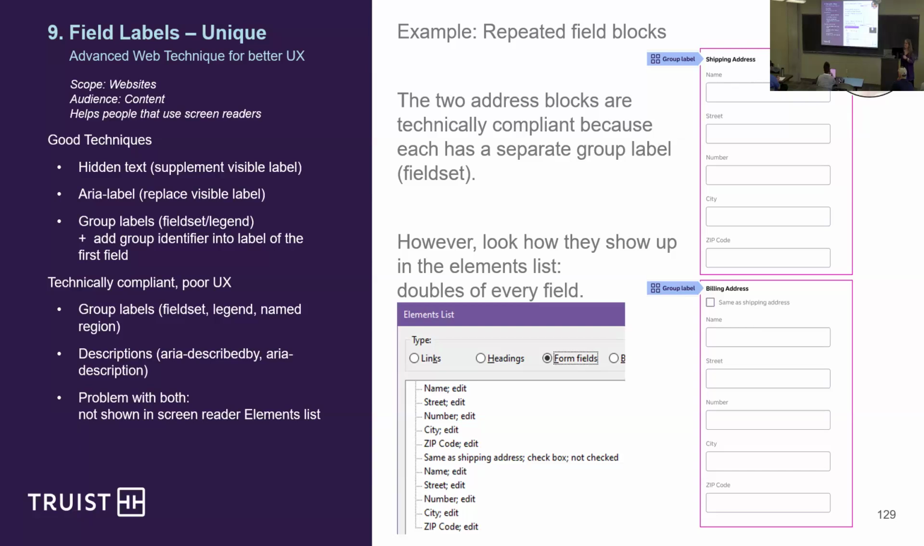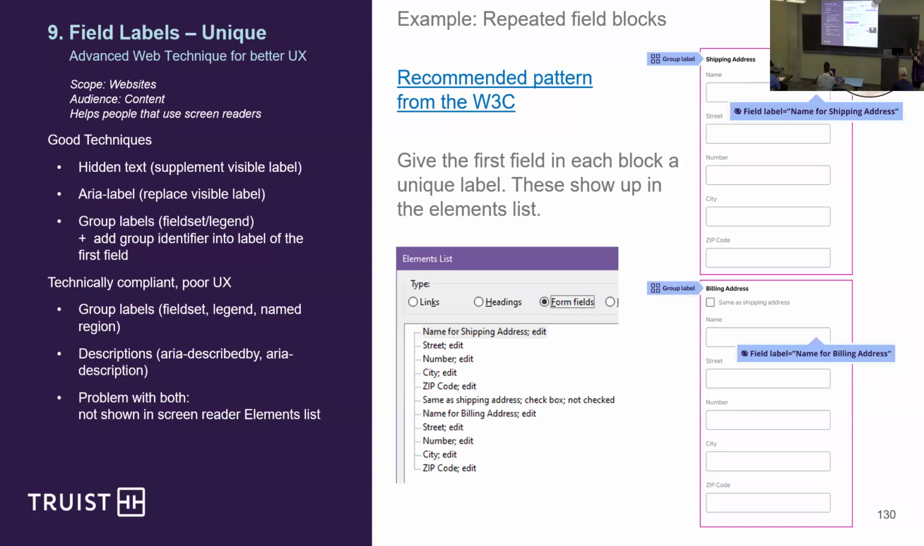But I have a simple fix for this that I stole from the W3C pattern for how you do this on native mobile, where you don't have the option for a field set. And what I recommend is that you add the uniqueness to the end of the name field, which is the first field in the block. So you make it name for shipping address, name for billing address, and then leave all the others alone. Don't add it to every field. That's just going to be repetitive and freaking annoying, honestly. But add it to the first one, and now it's very clear where each one starts.